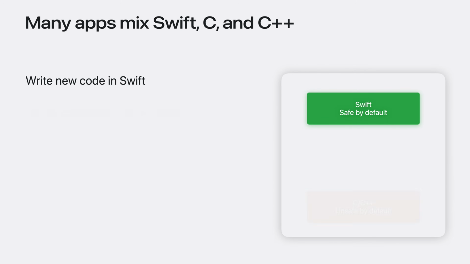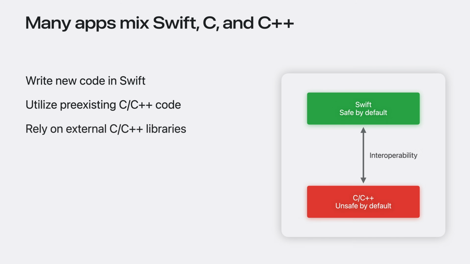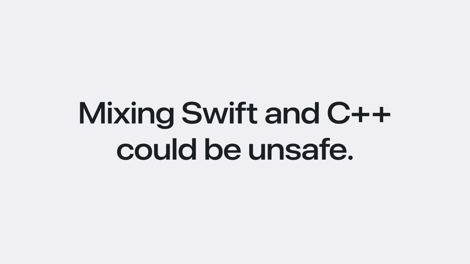But even if you are writing all your new code in Swift, your app may still have some C and C++ code in older parts of your codebase. Or it might rely on external libraries. When you mix these languages, it's important to make sure that Swift's safety guarantees aren't compromised.